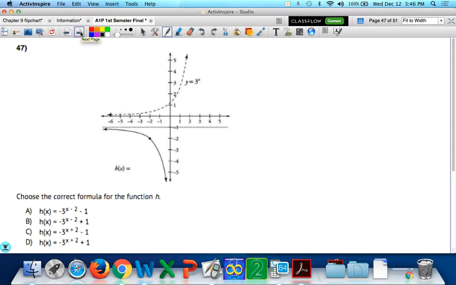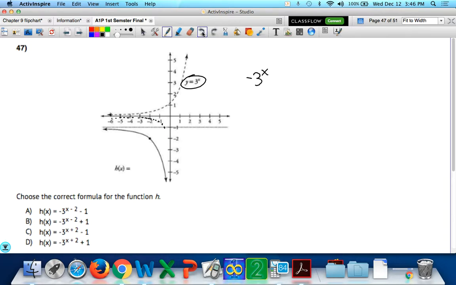Number 47. Okay, this requires a lot of understanding or just some very careful calculator work. So we're given the original equation, 3 raised to the x power. And I know I want to flip it. Well, to flip that, I know I need to put a negative sign out front. But then some other stuff happened. If we only flipped it, it would be right here.